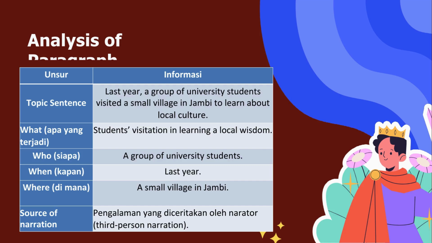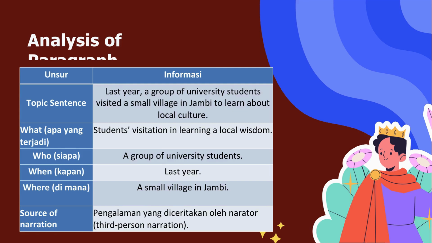Okay, I have made the table. See, the topic sentence of this paragraph is: last year, a group of university students visited a small village in Jambi to learn about local culture. From this sentence, we can identify what happened, who was involved, and also when it happened, where it happened, and also the source of narration.